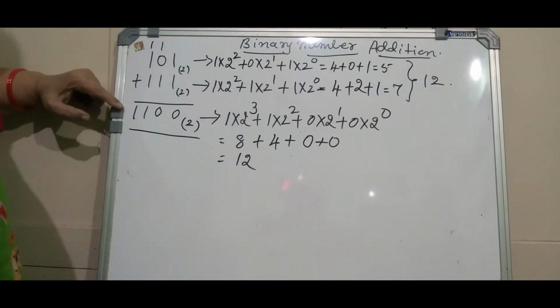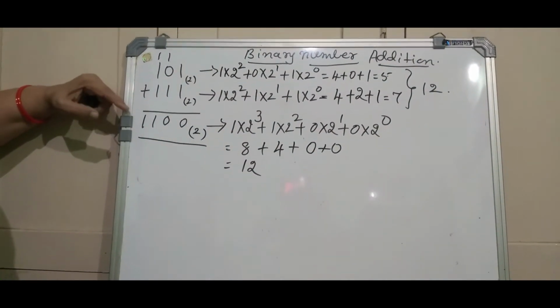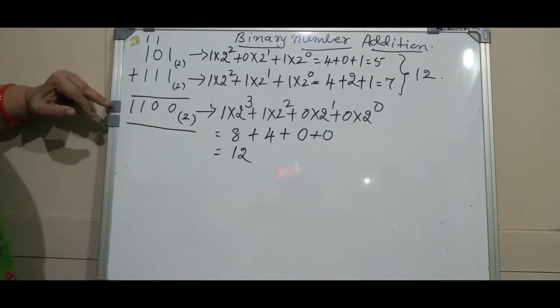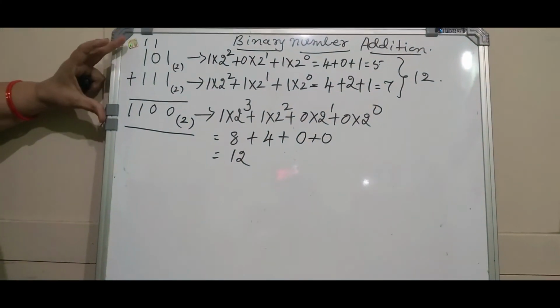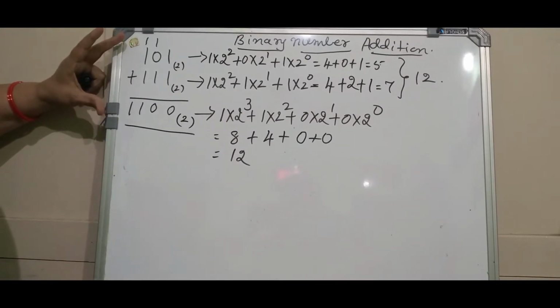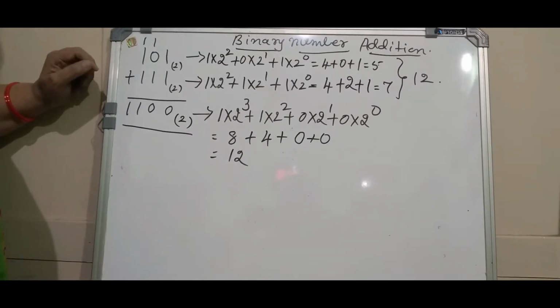So here you can see the conversions also. See here also we have got 12 and here also we have got 12. So this is how we add the binary numbers in a very simple manner. Let me show you one subtraction problem also like this.